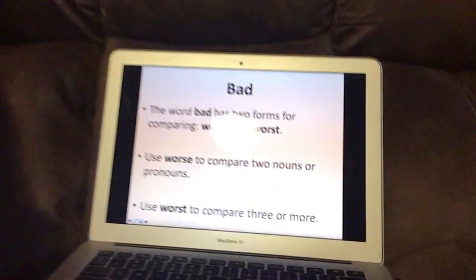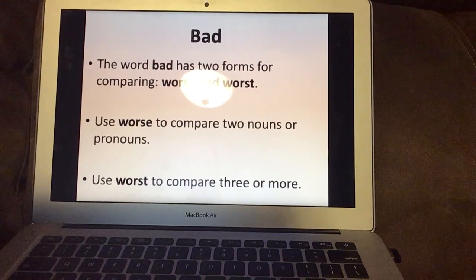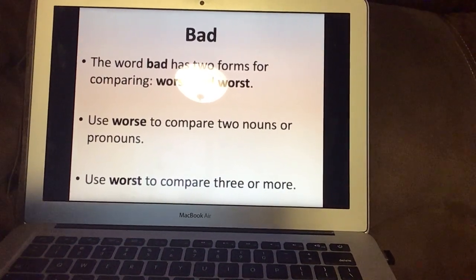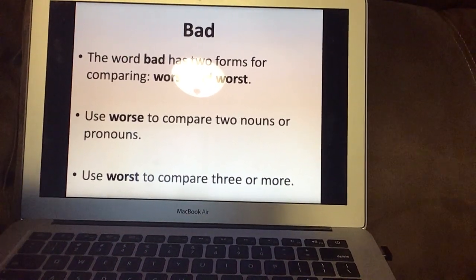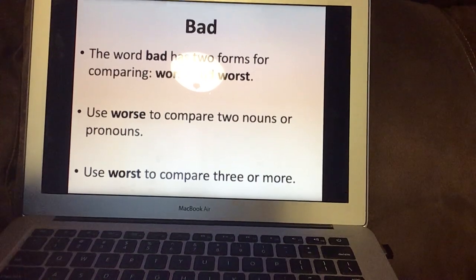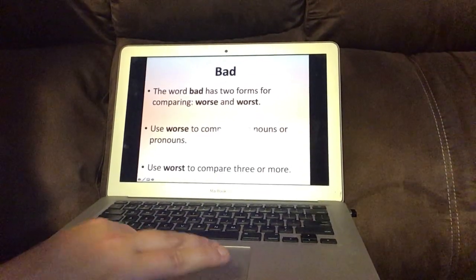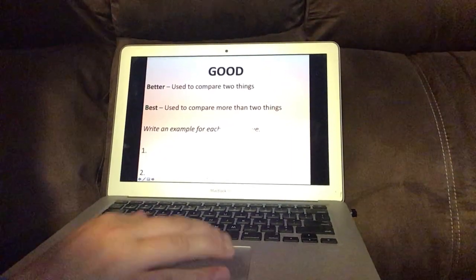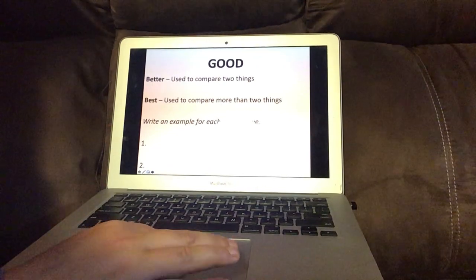All right, the word bad. The word bad has two forms for comparing, worse and worst. You use worse to compare two nouns or pronouns. Use worst to compare three or more. So same thing here as better and best. Okay, using better was comparing two things and best was comparing more than two.